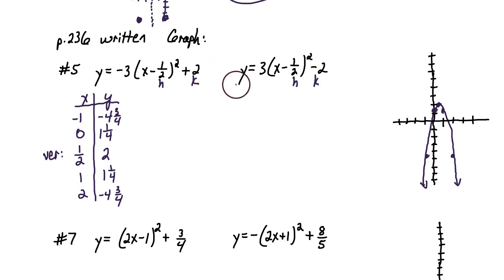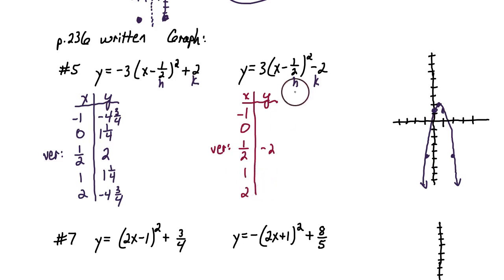Now I'm going to switch colors and make an xy table for my other equation. Let's fill in the vertex. Using h and k, it's (1/2, -2). Then choose other numbers for x and plug them in to figure out what y is equal to. Start by filling in 1. 1 minus a half is a half. 1/2 squared is 1/4. 3 times 1/4 is 3/4. And 3/4 minus 2 is -1 1/4. And this will be -1 1/4.